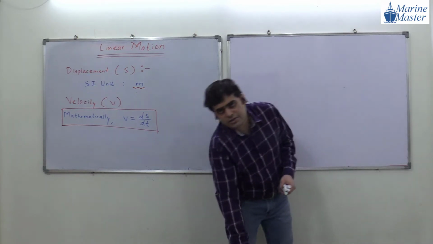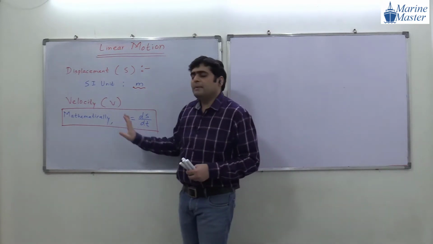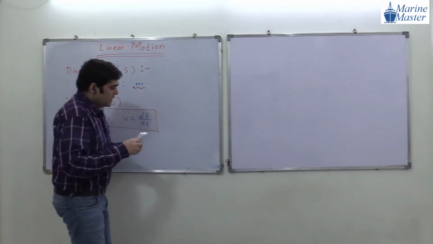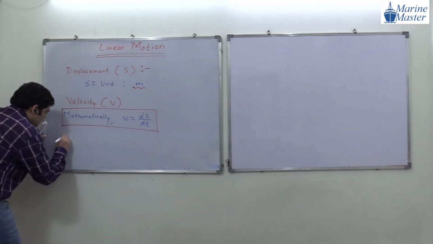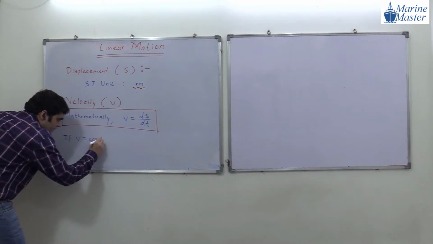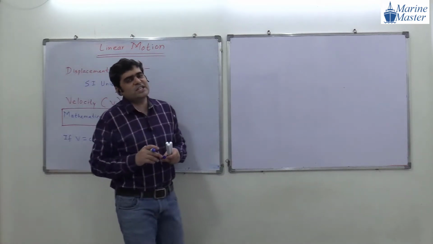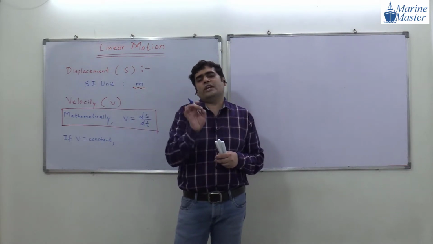Now everyone got this one? Everyone completed? So this is the mathematical definition of velocity. Now suppose v is constant. If velocity is constant, what is meant by constant? It does not change with time.